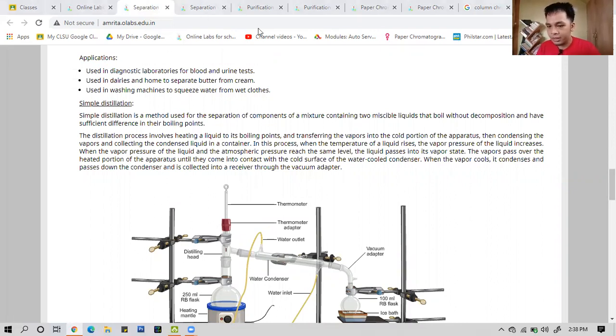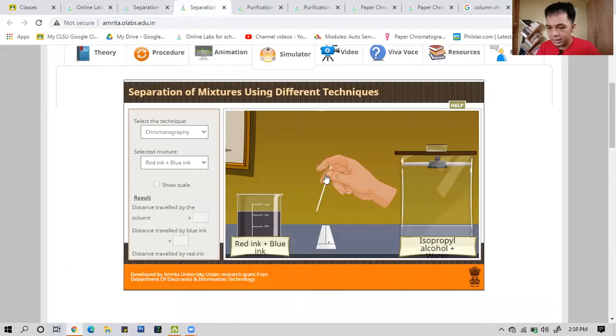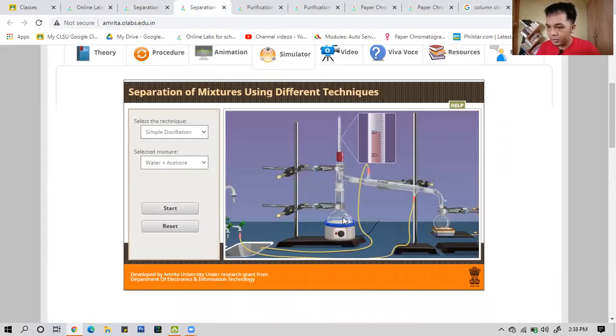Okay, ito yung simulation natin. Nandito naman siya. Okay, ayan. So ganun yung mangyayari. It involves heating lang. Bantay-bantay lang yan. Ang mahirap lang dito is yung pag-set up. Okay. So we're done with the distillation.